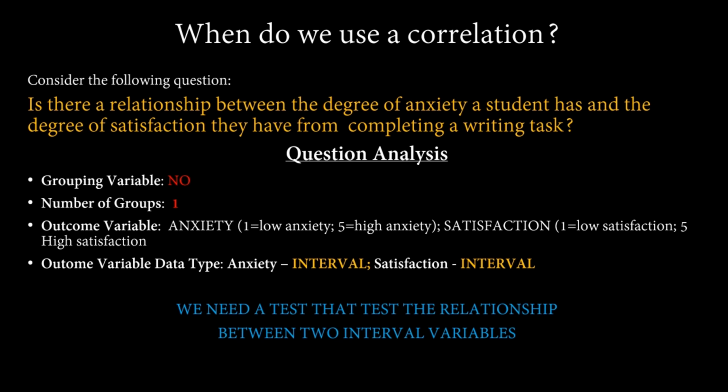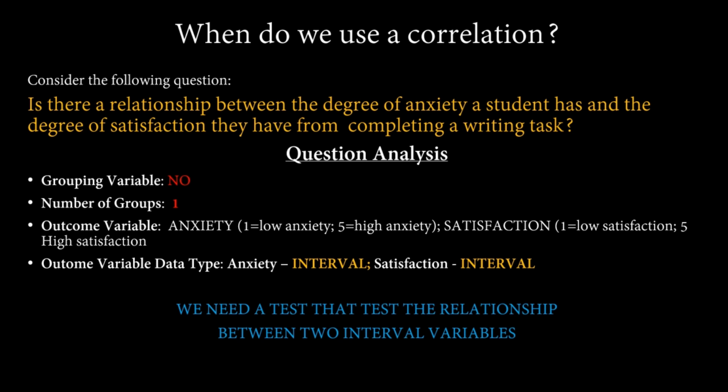Let's enter into a question analysis as we always do. Do I have a grouping variable? No, I don't have a grouping variable because basically I only have one group, right? I have one group of people, a group of students in this case, who completed both of these measures. Do I have outcome variables? Yes, I do. I have two, anxiety and satisfaction. One is low anxiety, 5 is high anxiety. One is low satisfaction, 5 is high satisfaction.